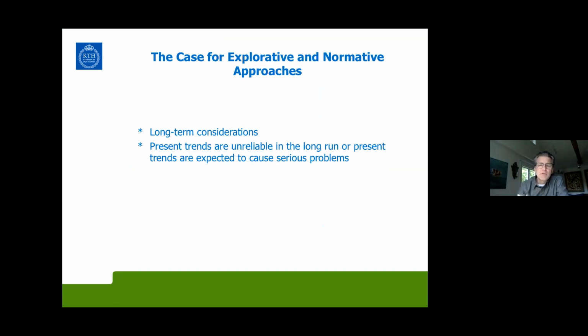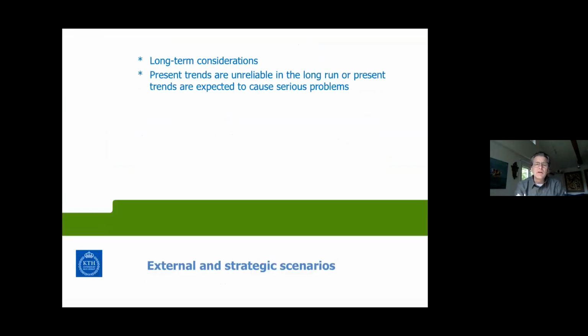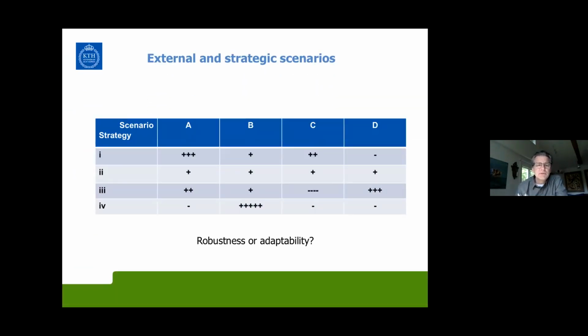And an example of how those external and strategic scenarios are used is often when you discuss robustness or adaptability in strategies. So this would be when you discuss scenario planning. Here in this example, I have thrown out 4 external scenarios, which would be A, B, C, D here. A, B, C, D would be 4 different scenarios. And then you have 4 different strategies, the 1, 2, 3, 4 on the different rows.